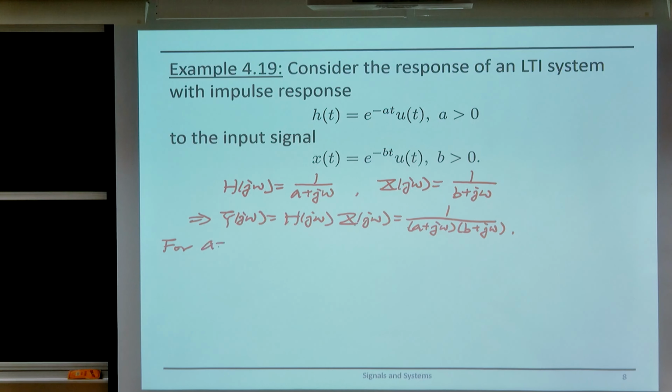First of all, suppose that a is not equal to b. For a not equal to b, we can factorize this into the sum of two fractions using the partial fraction expansion technique. So we can write this as some constant A over a plus j omega plus B over b plus j omega. This is a technique called the partial fraction expansion.